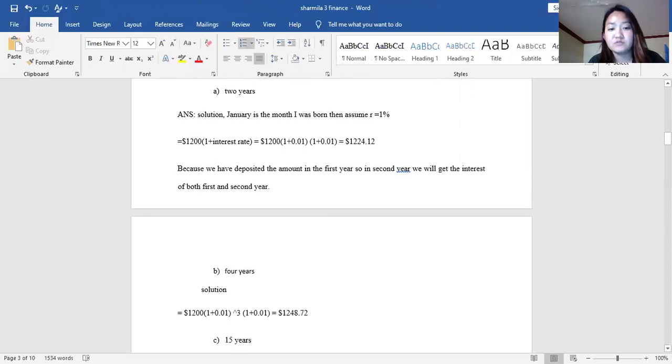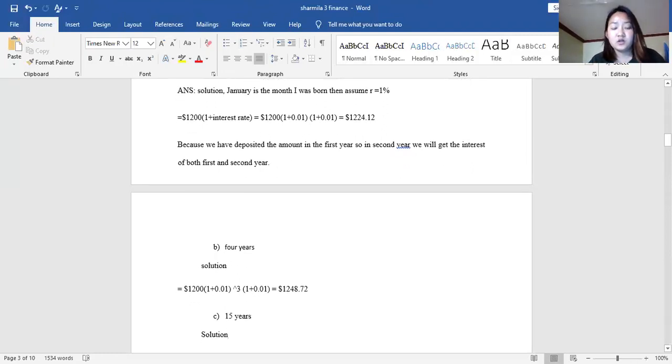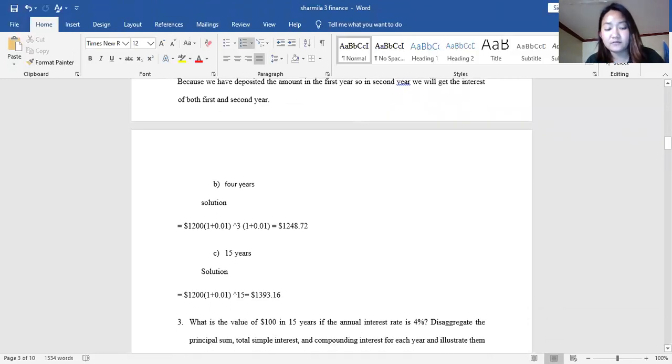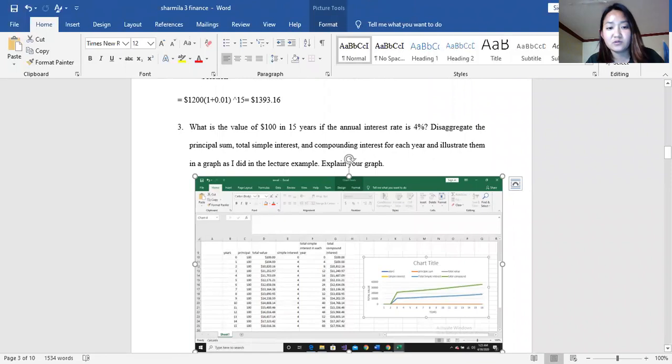$1,224.12, because we have deposited the amount in the first year. So in the second year we will get the interest of both the first and second year. And for 4 years I use the same formula, and for 15 years also I've used the same formula.